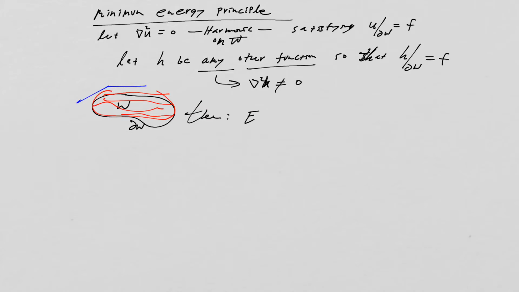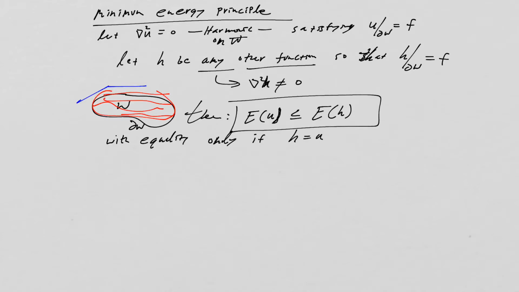Okay, then the following is true. The energy of U is always less than or equal to the energy of any other function satisfying the same boundary condition, and with equality only if H is equal to U. Okay? So this property is that the harmonic functions carry the least amount of stretch.